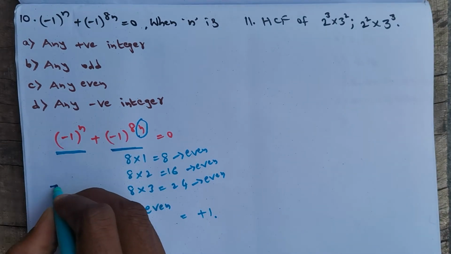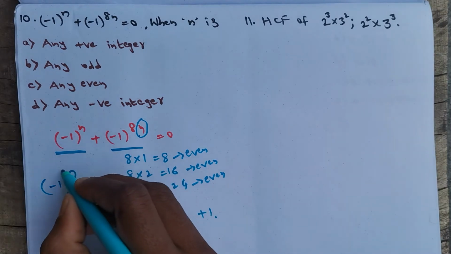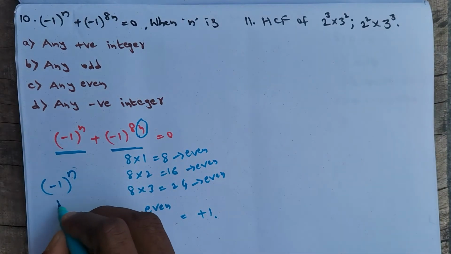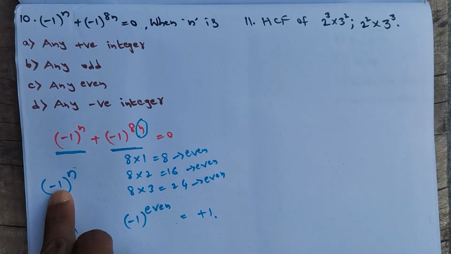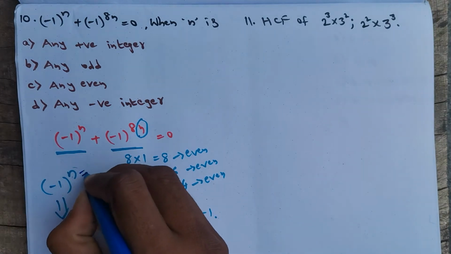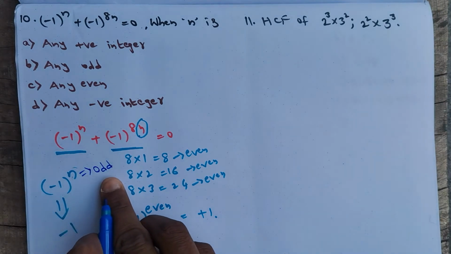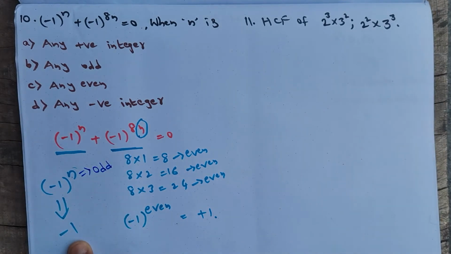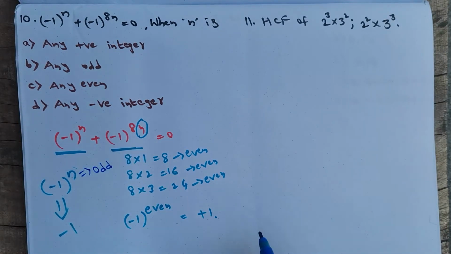So now (-1)^n is there. What should be this n value so that it gives our answer as minus 1? Minus 1 power even means plus 1. Minus 1 power odd means it is minus 1. So n should compulsorily be an odd number. If n is an odd number, then only we will get minus 1 as the answer. So here minus 1, here plus 1. It will become 0. So the answer is any odd number.